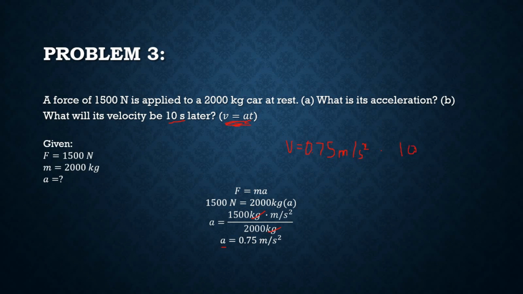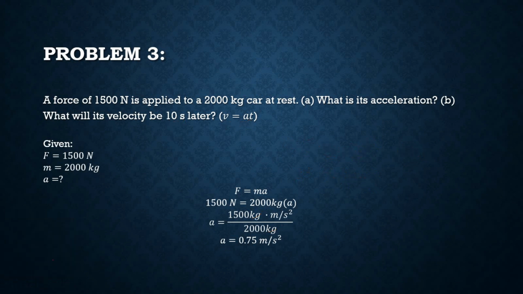So this would be, remove the seconds squared unit's extra second, so it will be 0.75 times 10, which is 7.5 meters per second. So this is the velocity of the car.